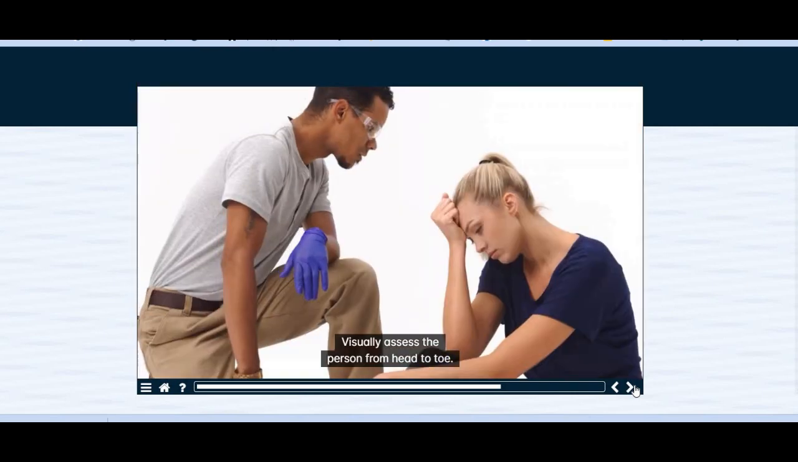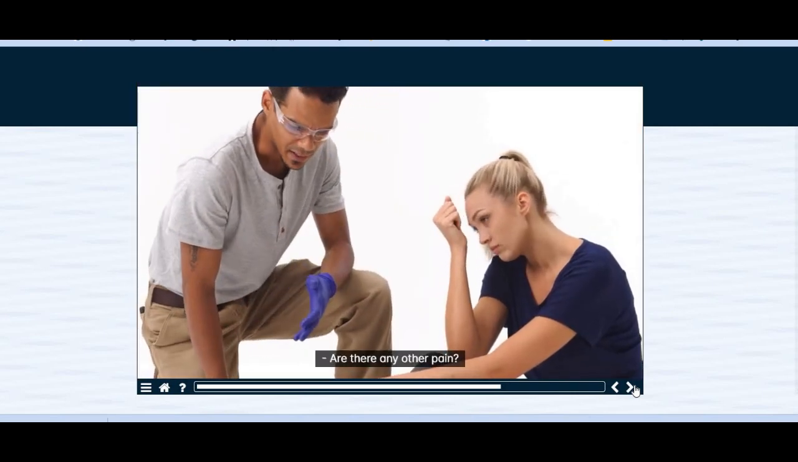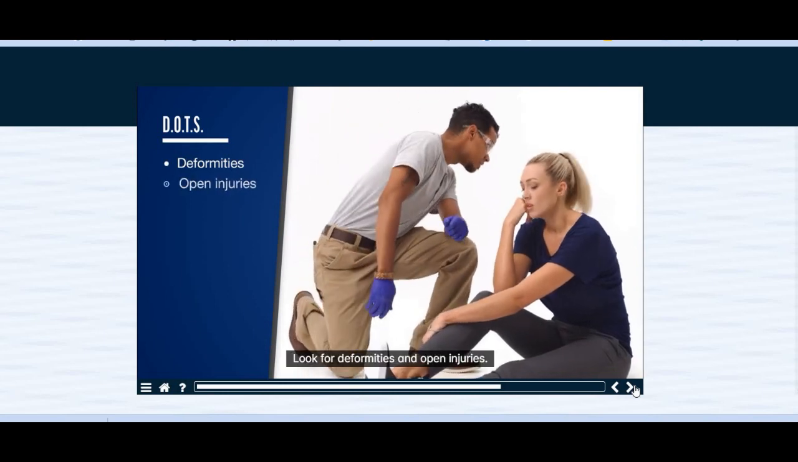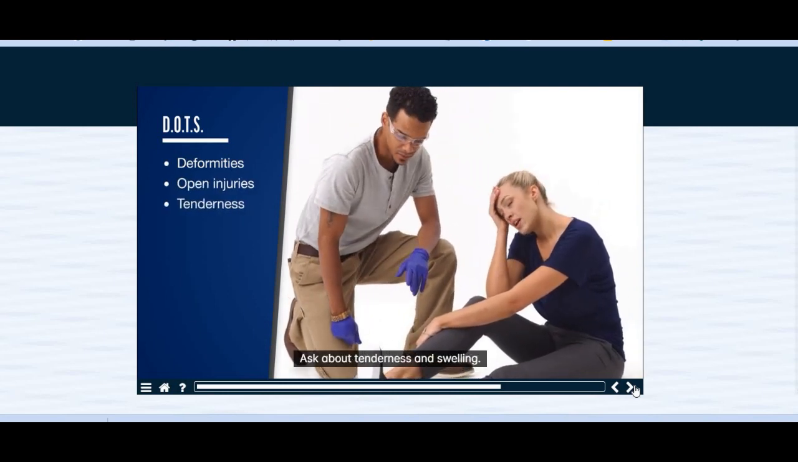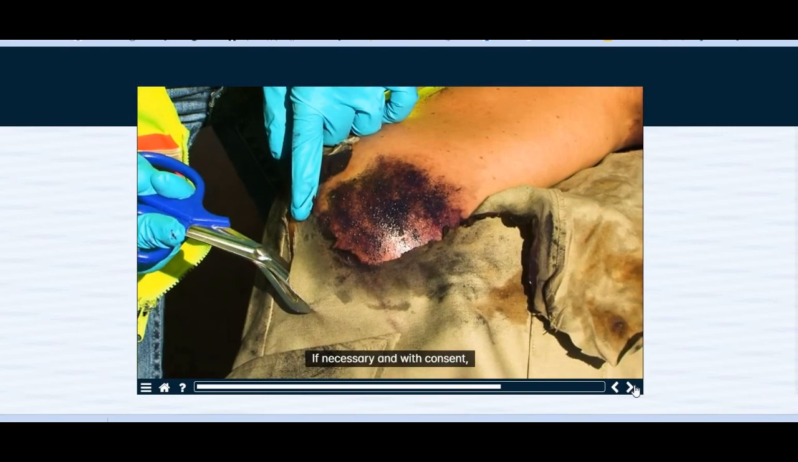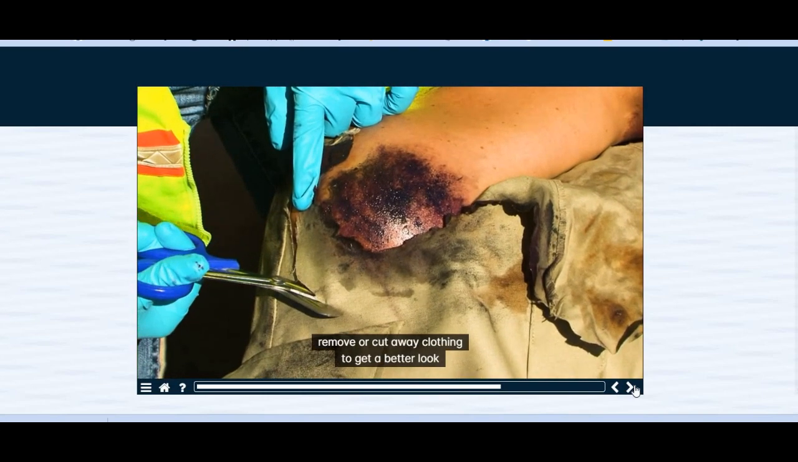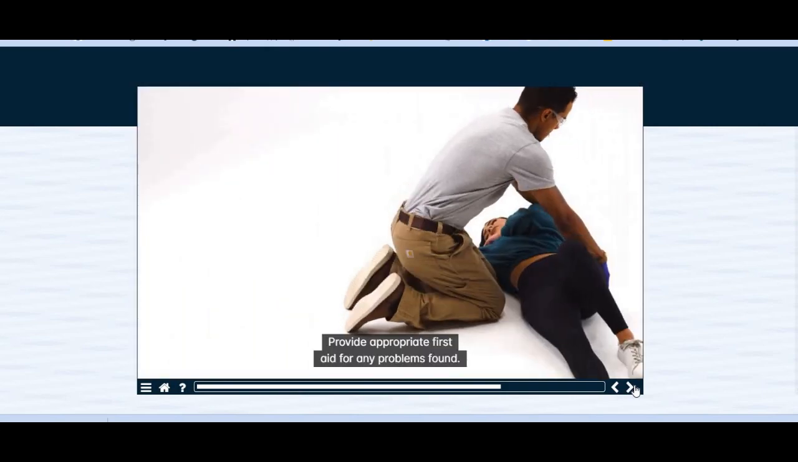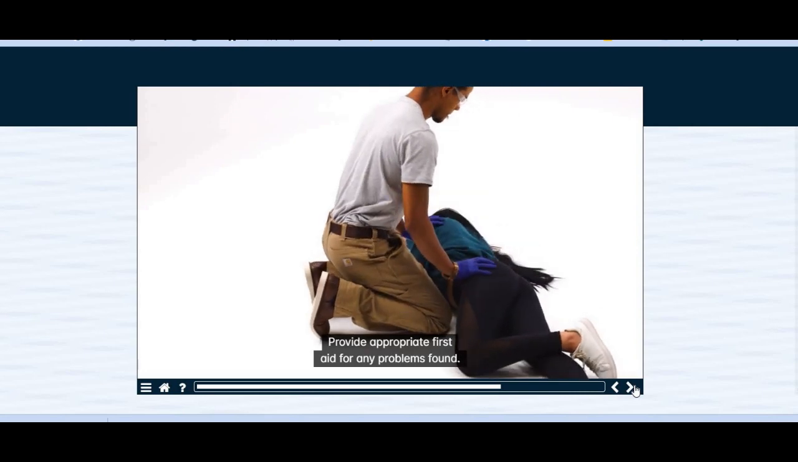Visually assess the person from head to toe. Are there any other pain? Use the DOTS acronym as a guide. Look for deformities and open injuries. Ask about tenderness and swelling. If necessary, and with consent, remove or cut away clothing to get a better look at an injured or painful body part. Provide appropriate first aid for any problems found.